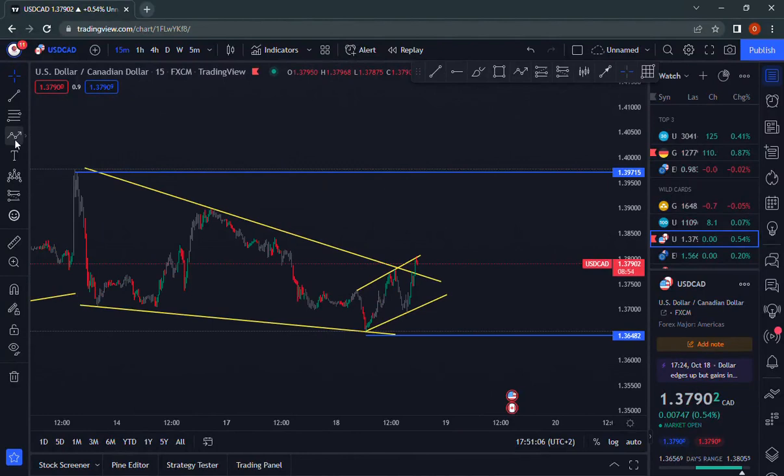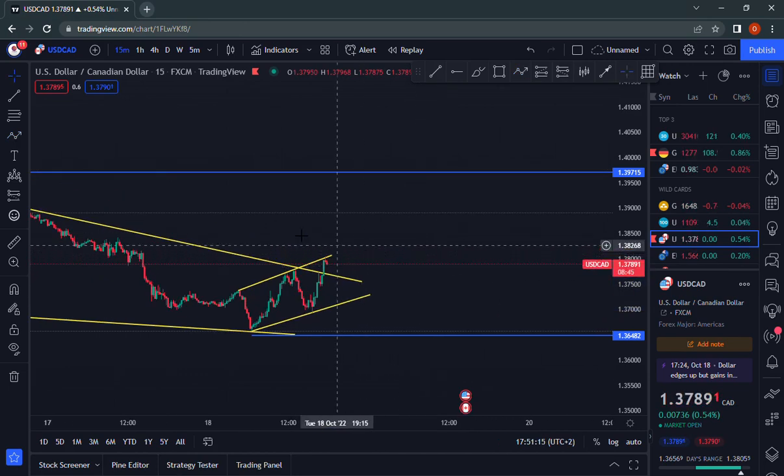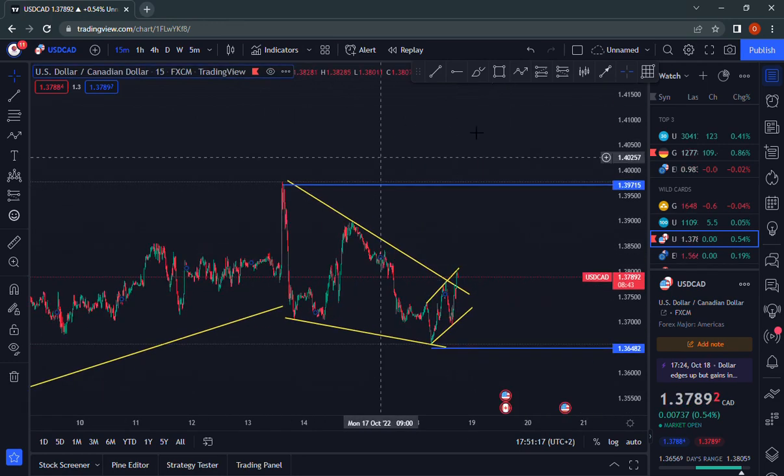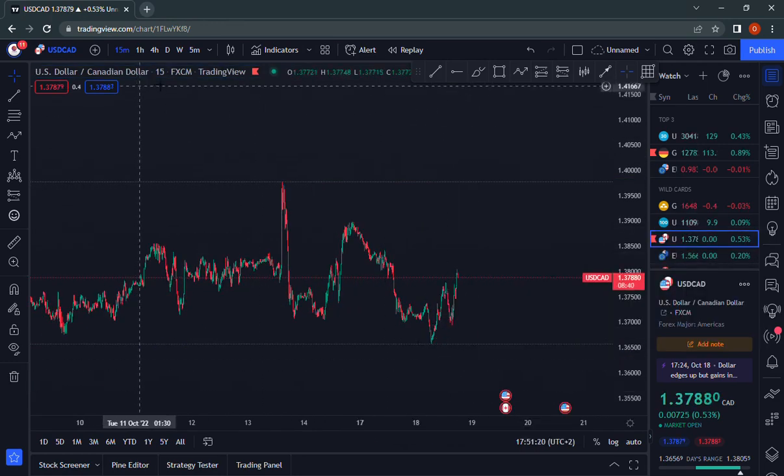I just ate this move here. Yeah, this small move here. I just ate it. So I just realized something. Let me show you something.